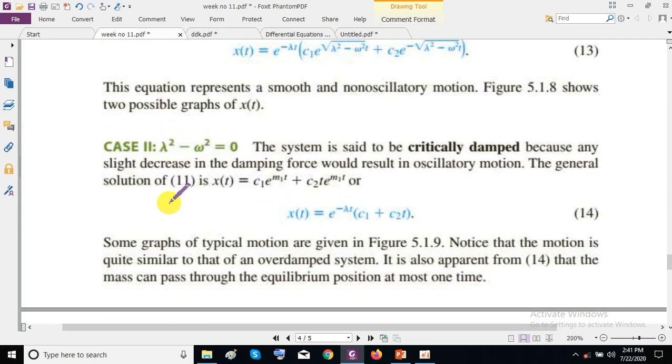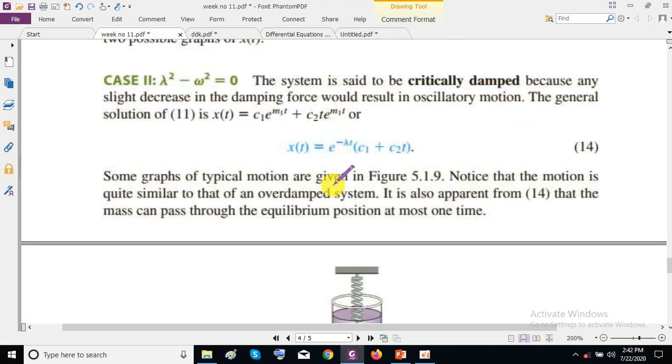And if we have the second case, lambda square minus omega square equal to 0, the system is said to be critically damped. Now I want to explain critical damping, what is meant by critical damping and what the critical point is, because any slight decrease in the damping force would result in oscillatory motion. The general solution of this equation is this one. Some graph of the typical motion is given. I have not drawn this figure, but I will explain it here. Notice that the motion is quite similar to that of the overdamped solution. It is also apparent from equation 14 that the mass can pass through the equilibrium position at most one time.